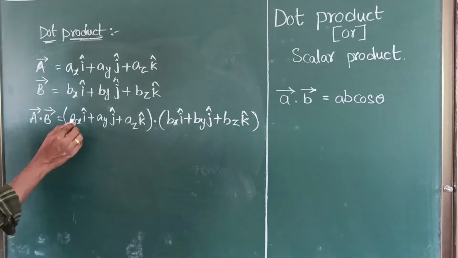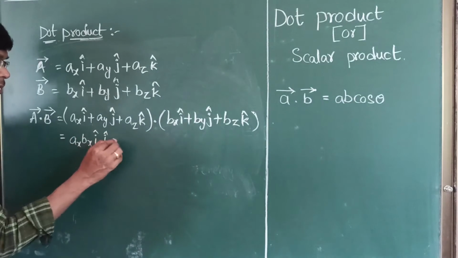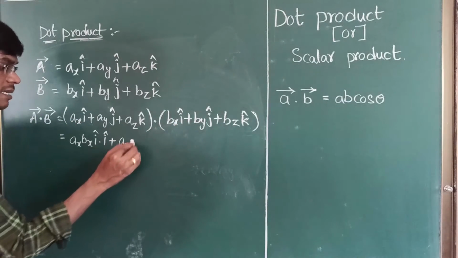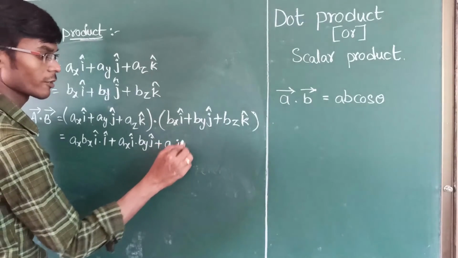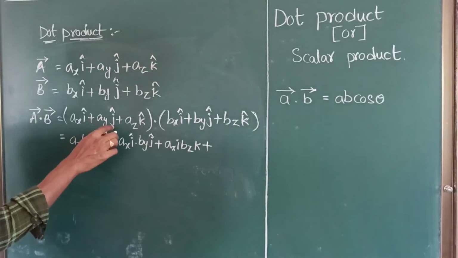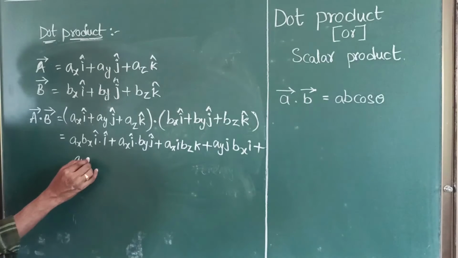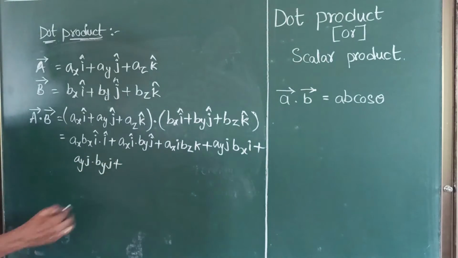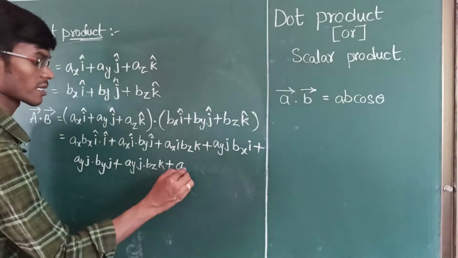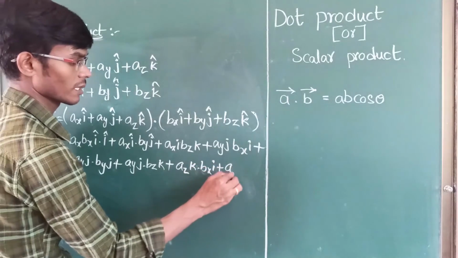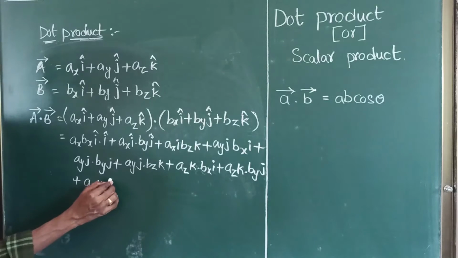So here, with normal multiplication, Ax i into Bx i is Ax Bx i cap dot i cap, plus Ax i cap into By j cap, plus Ax i cap into Bz k cap, plus next Ay j into Bx i, plus Ay j into By j, plus Ay j into Bz k, plus next Az k into Bx i, plus Az k into By j, plus Az k into Bz k.